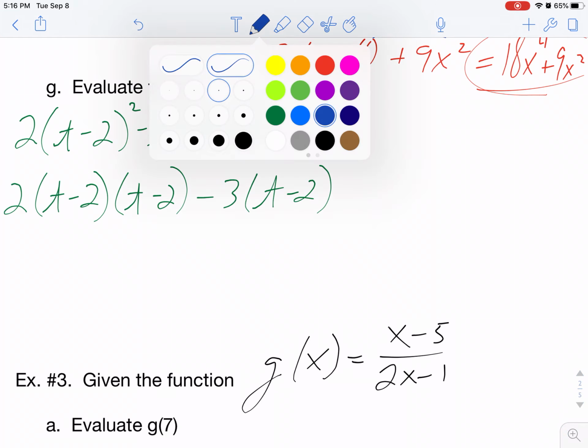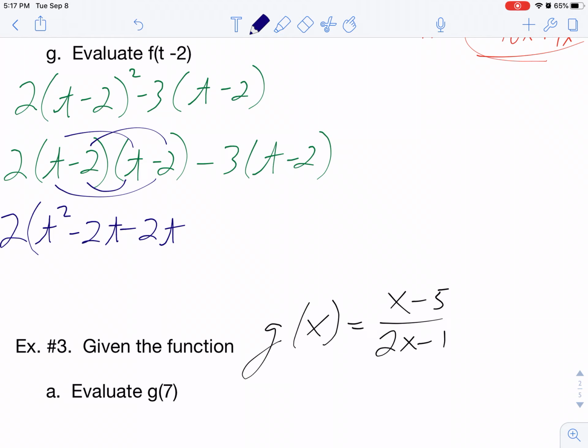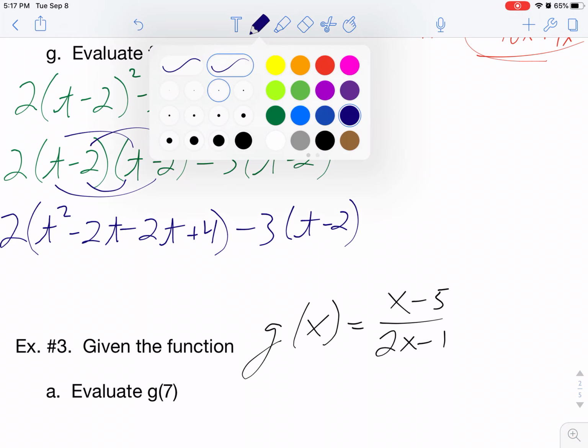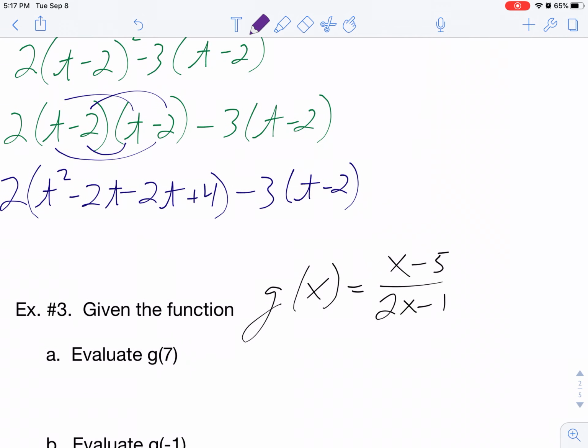Now I'm going to FOIL, or multiply these binomials, whatever you want to call it. T times t is t squared. T times negative 2 is negative 2t. Got another negative 2t. And then negative 2 times negative 2 is positive 4. And I'm not going to try to do too much in one step. I don't want to confuse you too quickly here. So I'll just leave it at that. Now I'm going to distribute. And then the last step will be to combine like terms.